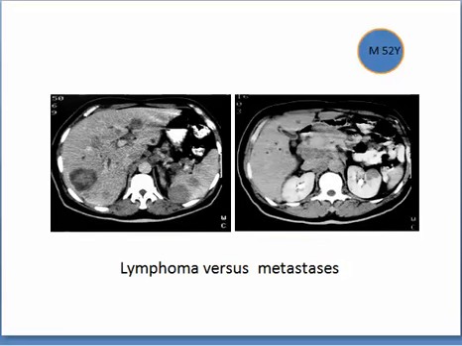Lymphoma versus metastasis: since there is involvement of the liver and spleen as well as the kidney, we should consider lymphoma as well as metastasis, either or. We have involvement of the spleen, liver, and kidney, as well as the presence of lymph nodes at the retroperitoneum. So lymphoma is more likely.